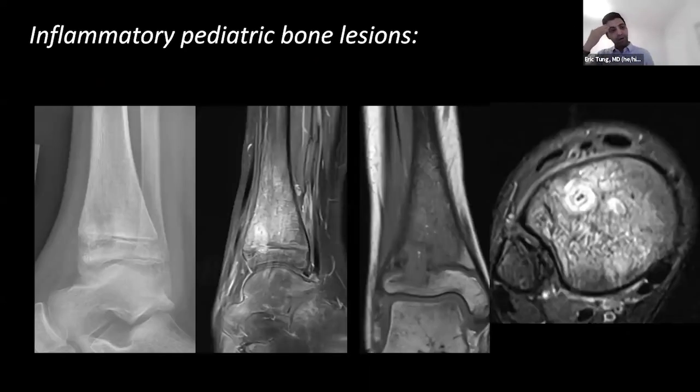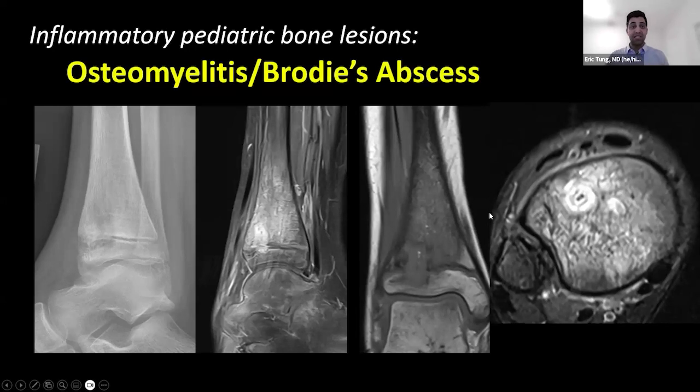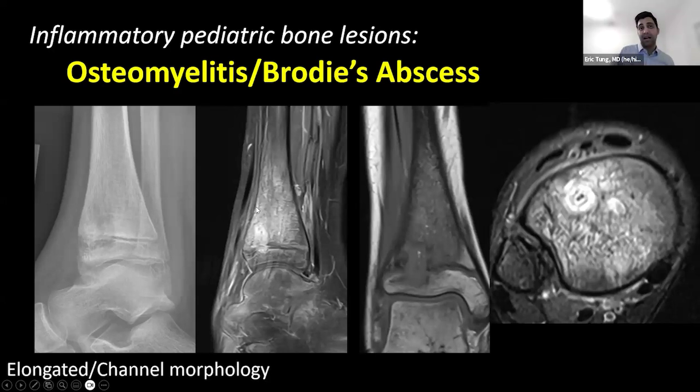A final lesion I'll talk about is this one here. We can see that in the distal tibia we have this channel-like lucent lesion that's centered at the metaphysis, but also tends to cross over the epiphysis. It's hyperintense and rounded. And this is an example of osteomyelitis or a Brodie's abscess, an abscess within the bone. Classic appearance for these Brodie's abscesses is to have these elongated or channel-like morphologies.